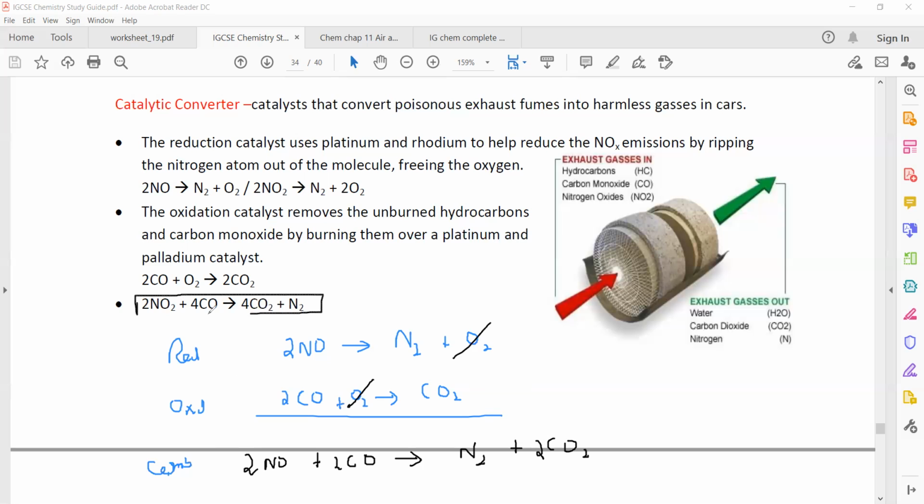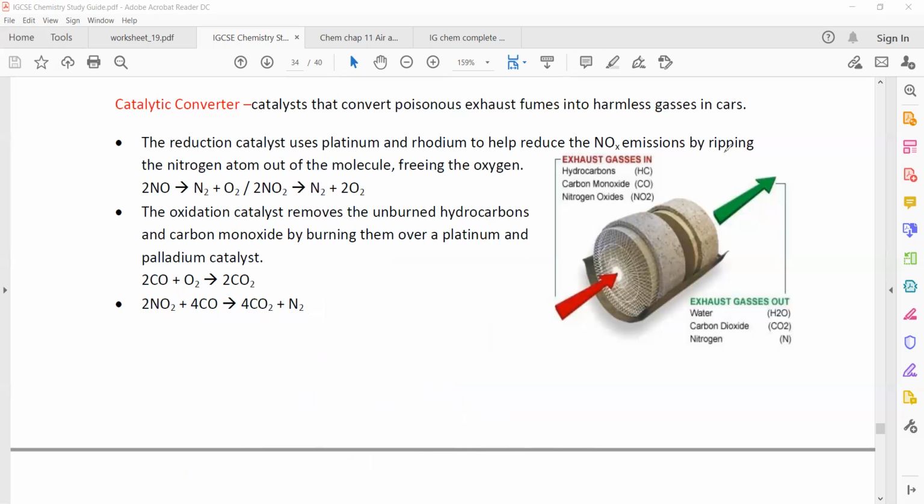Is it clear? This is how the catalytic converter reduces the emission of unburned hydrocarbons, carbon monoxide, and oxides of nitrogen. So copy this part as well. The car catalytic converter, you will find this as a 4-mark question in past papers.